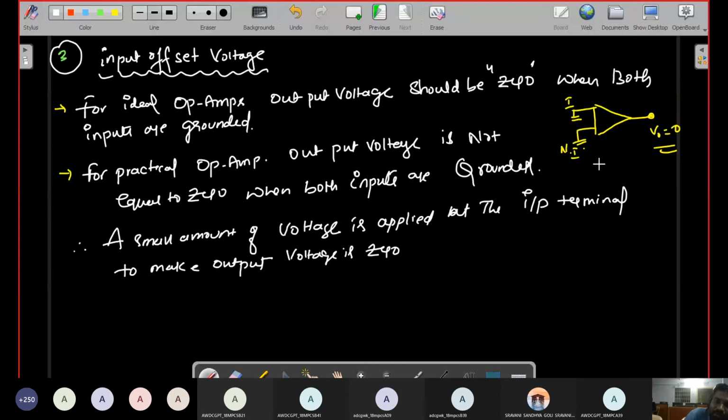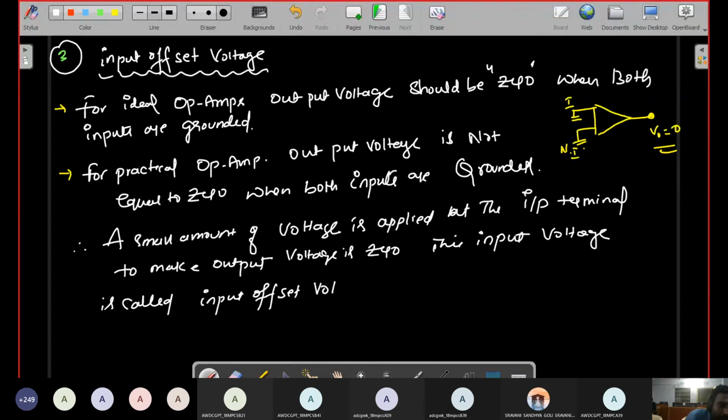To make that voltage zero, if I apply some input voltage to one of the inputs, then what happens? That input voltage is called the input offset voltage. So our voltage is called the input offset voltage. Okay, so this is the input offset voltage.